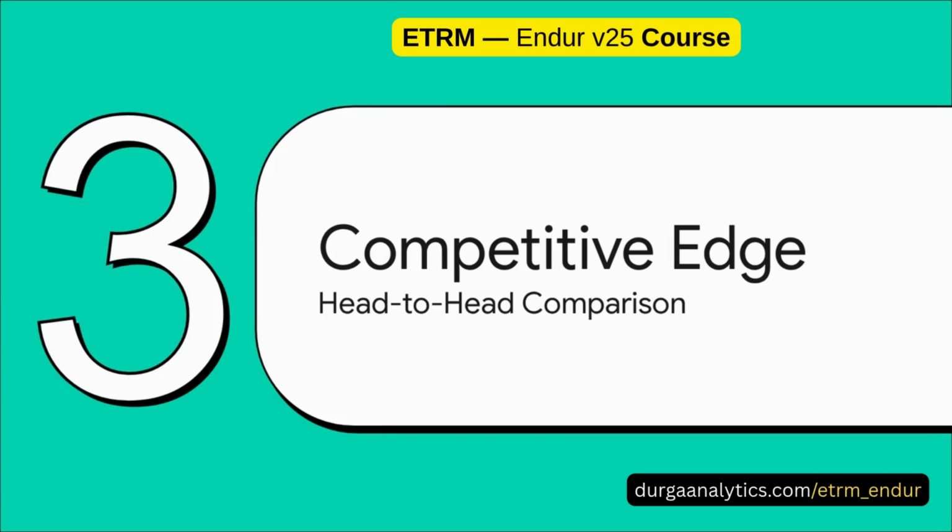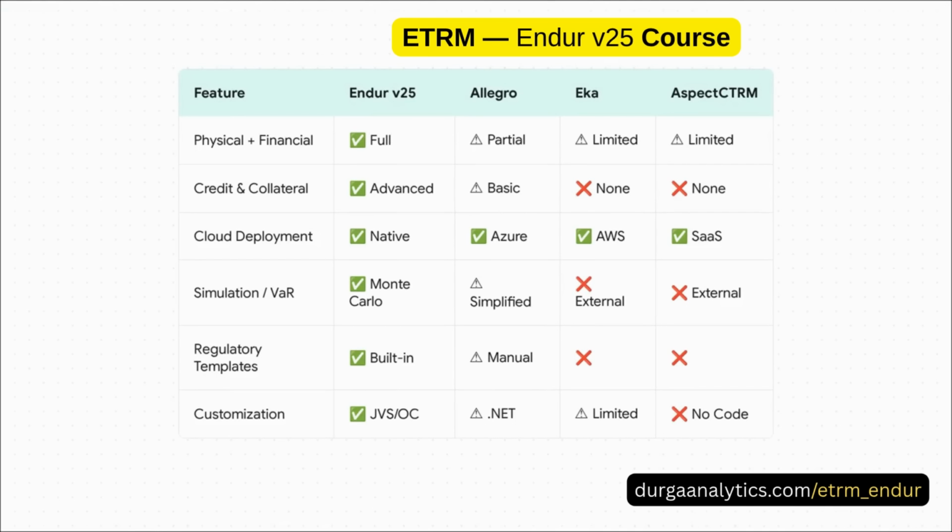It's a whole other thing to win in a head-to-head comparison. So let's look at the data. And this chart, it just brilliantly illustrates the gap. Now, while some competitors might excel in a niche area, maybe they have a lighter SaaS model or focus on one commodity, none of them offer the sheer breadth and depth of Endur's unified platform. Just look at the full integration, the advanced credit, the built-in simulation. That is the enterprise-grade difference right there.